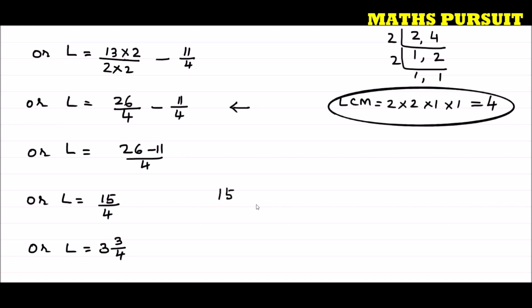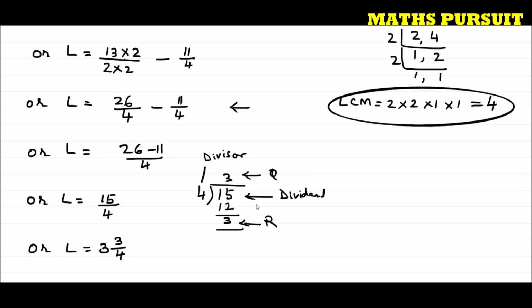How? If you divide 15 by 4, what are we getting? 4 3s are 12, and the remainder is 3. We very well know that this is the quotient, this is the remainder, this is the dividend, and this is the divisor. So what I did here was write the quotient, then the remainder upon the divisor, which is 3 into 3 upon 4. This is what we got.